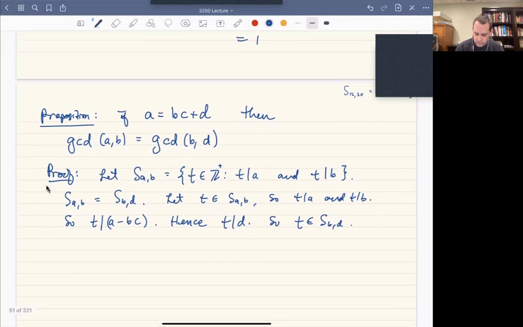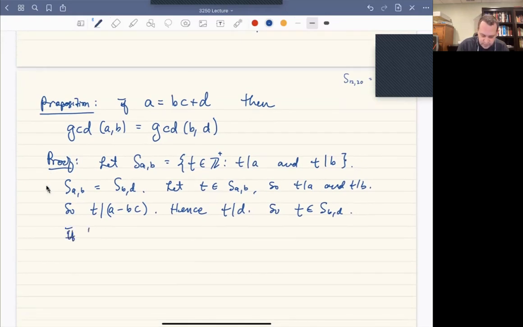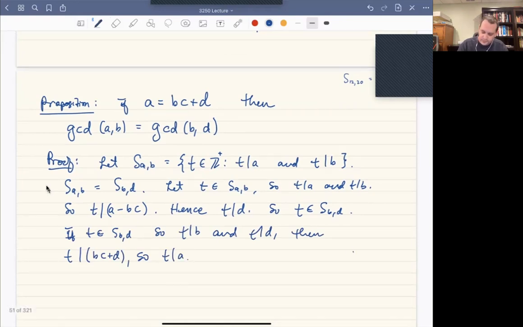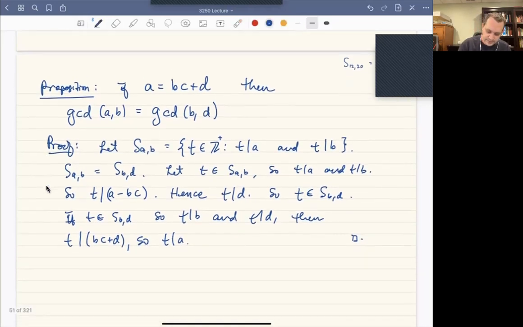The other direction's just as simple. It's actually even simpler. If T divides B and D, so T divides B and T divides D, then T divides every linear combination of B and D, and in particular, T divides BC plus D. So T divides A, okay? And so A and B, whatever their set of common divisors, that's the same as the set of common divisors of B and D, okay? And so that's enough to prove that since these sets are the same, their GCDs are the same. The greatest divisors are also the same. Okay, so that's the idea.